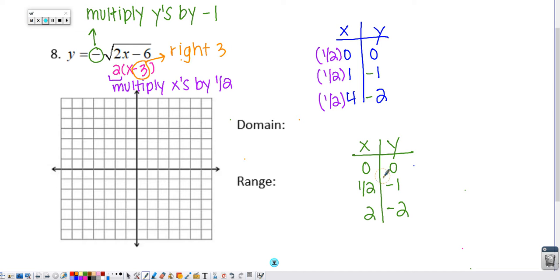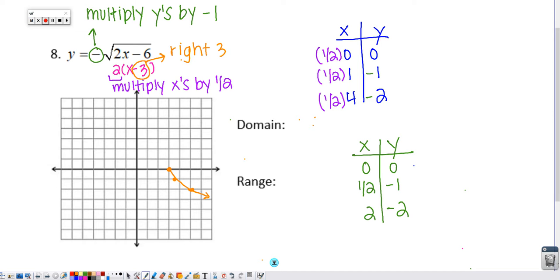Okay? So I'm going to go to 0, 0. And then I'm going to shift right. 1, 2, 3. Done. So it says 1/2, -1. So 1/2, -1, and then move over 3. 2, 3. Okay? And then 2, -2. Over 3. Okay. Then I have my function.